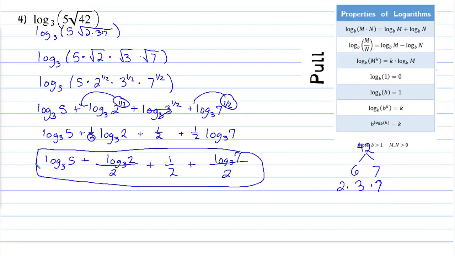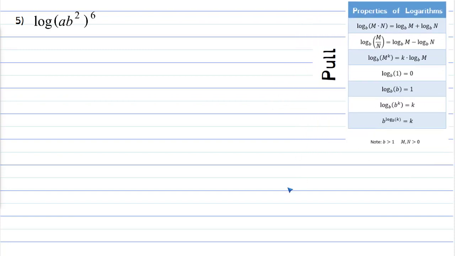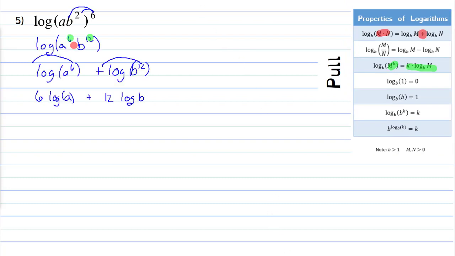Oops, I went the wrong way. I want you to do number 5 on your own. And again, I'm just going to go ahead and pull out your rules so that you have those as we're looking at this. You should have ended up with 2 times log base 10 of A plus 12 times log base 10 of B.